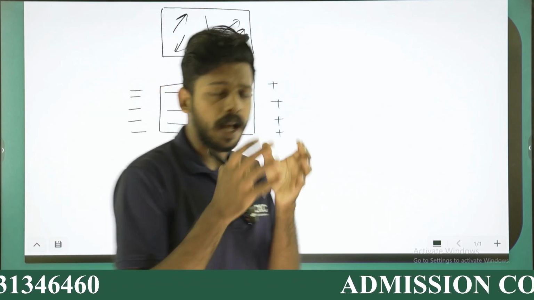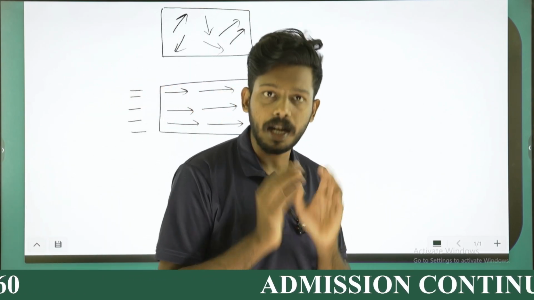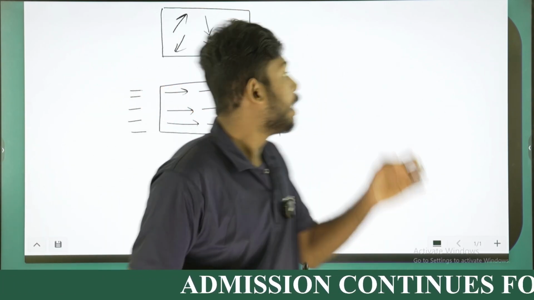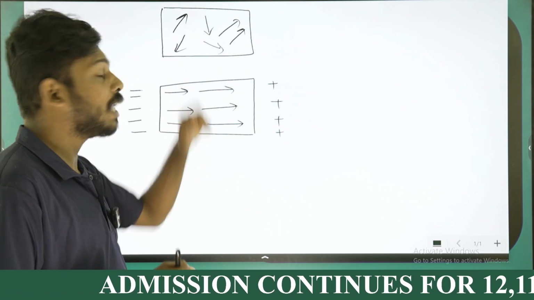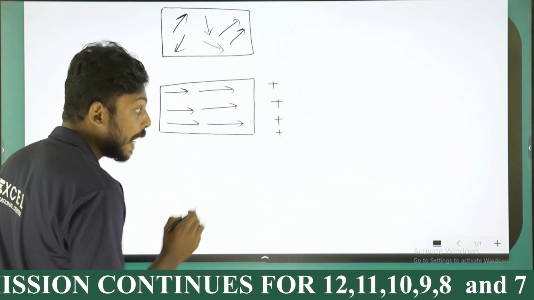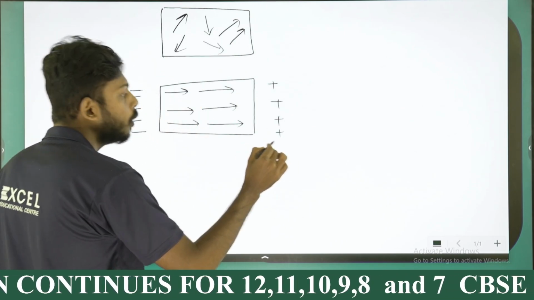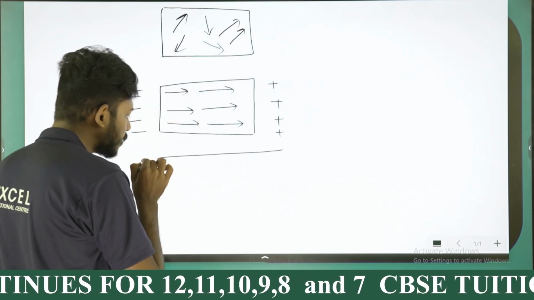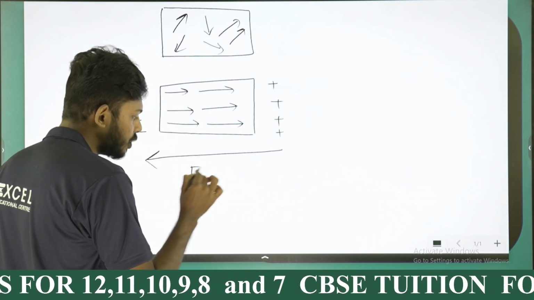When a conductor is present in an external electric field, it will be moving in a steady way. If an external electric field is not present, it will be in a random motion. So that's it. What is the direction of the electric field? As you know, the direction of the electric field is always from positive to negative.